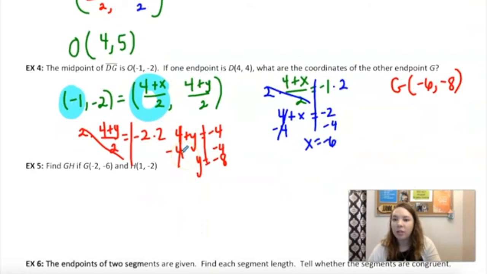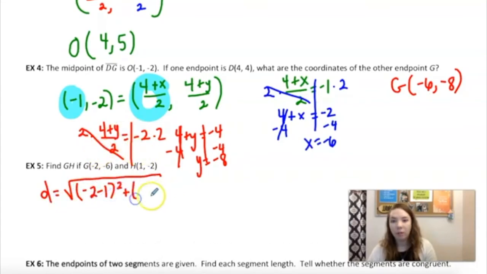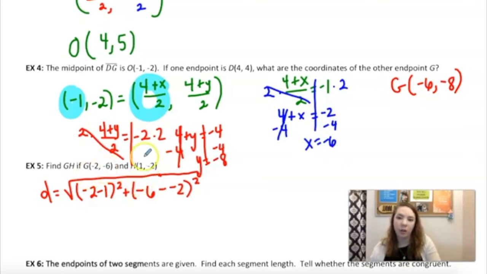Example 5, find GH if G is at -2, -6, and H is at 1, -2. So GH is the length of that segment, which means we're going to use our distance formula. So distance equals the square root. You're going to subtract your x's, so -2 minus 1 squared, and you're subtracting your y's, -6 minus -2 squared. The order doesn't matter as long as you're consistent. Since I started with point G, I need to start with point G both times. But I could have switched them and started with H as long as I did it both times. It won't affect your answer.